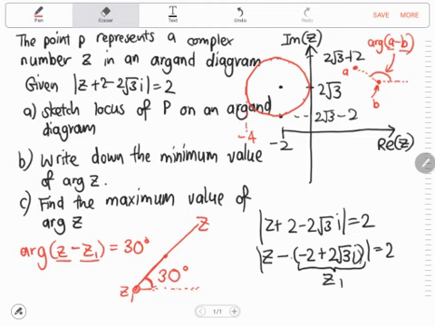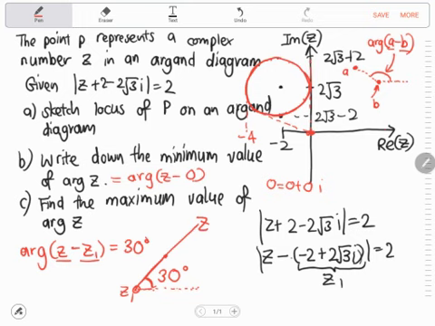So with this concept, we can find the minimum value of argument Z. Since Z is anywhere on this circle, correct? And we are measuring arg Z, meaning arg of Z minus 0. That means we are measuring Z from 0, and 0 is the point 0 plus 0i, meaning it is the origin on the Argand diagram. And let's say Z is somewhere here. It will give me the minimum angle or not.